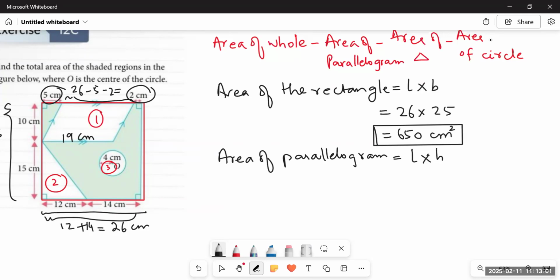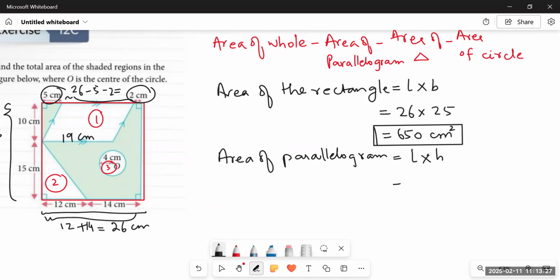Since both the opposite sides are equal to each other, what we did was take the total length of the rectangle, which was 26 centimeters, from the opposite side. It means both the sides would be equal. So this side, the top part, would also be 26 centimeters, right? And from that top part, we just subtracted the sides, that is 5 centimeters and 2 centimeters, to find out the actual length of this parallelogram.